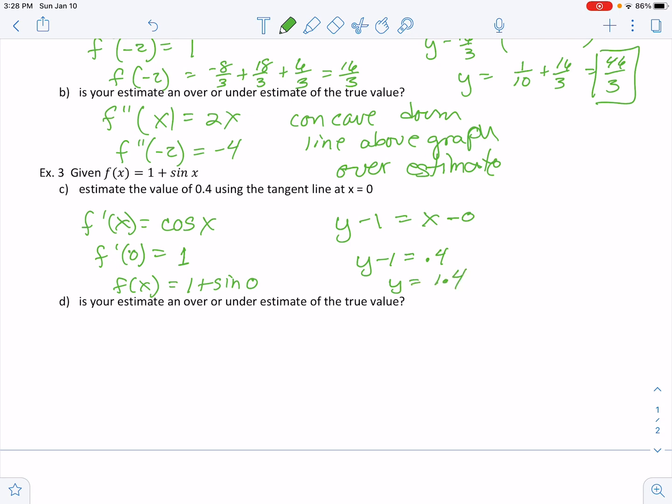1.4. Over or underestimate, what's the second derivative? It's negative sine of x. The second derivative at 0 is 0. So we now have a tangent line. Ooh, is it up or down?